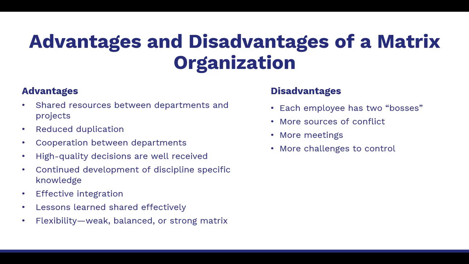Some of the advantages and disadvantages of a matrix organization. Some advantages: the shared resources between departments and projects. There's reduced duplication. There's cooperation between departments. High quality decisions are well received. There's continued development of discipline-specific knowledge. There's effective integration, lessons learned shared effectively, and there's a flexibility of weak, balanced, and strong matrix.